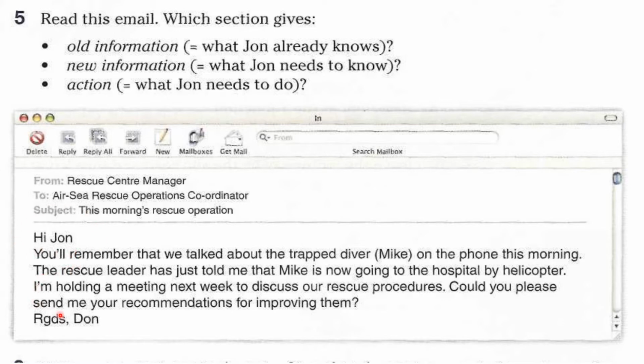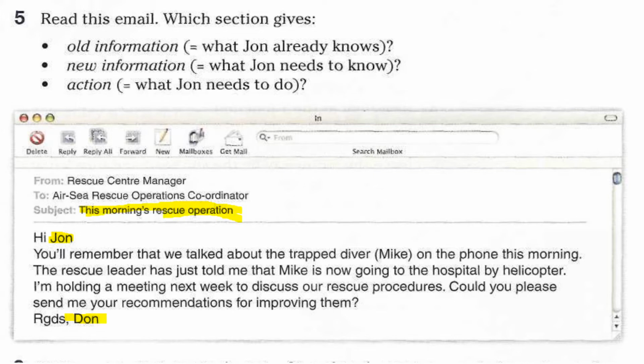Okay, so here, can you tell me who is the sender of this email, please? Who wrote this email? Who is the writer? John or Don? Yes, the writer of the email, the one who sent the email, is Don. And please, who is the recipient? Yes, the recipient here is John. Okay, what is the email about? Yes, it's about the morning's rescue operations.